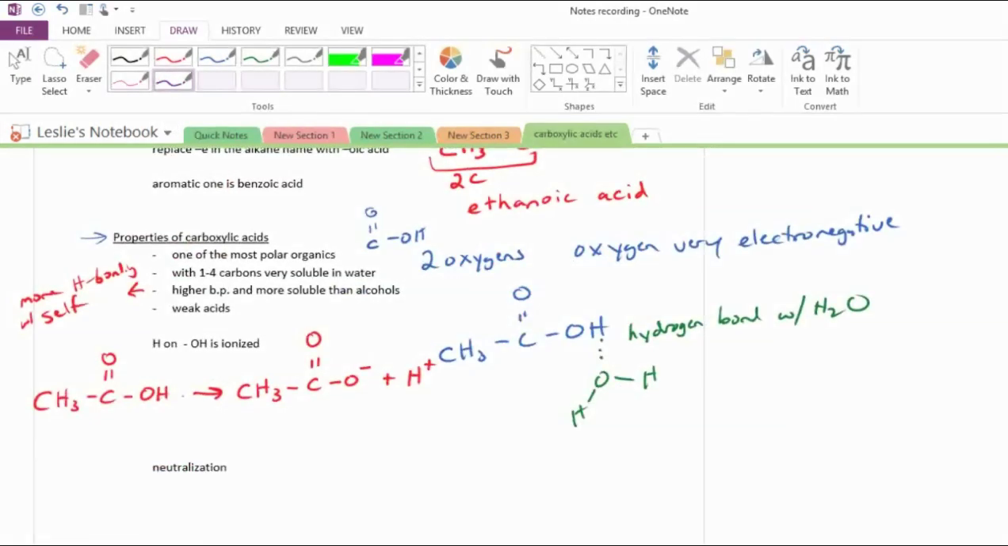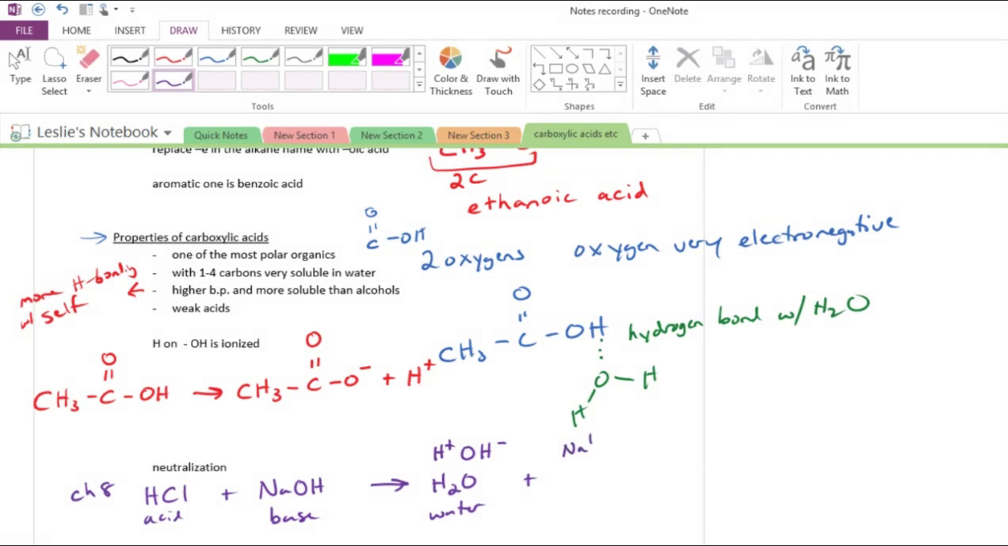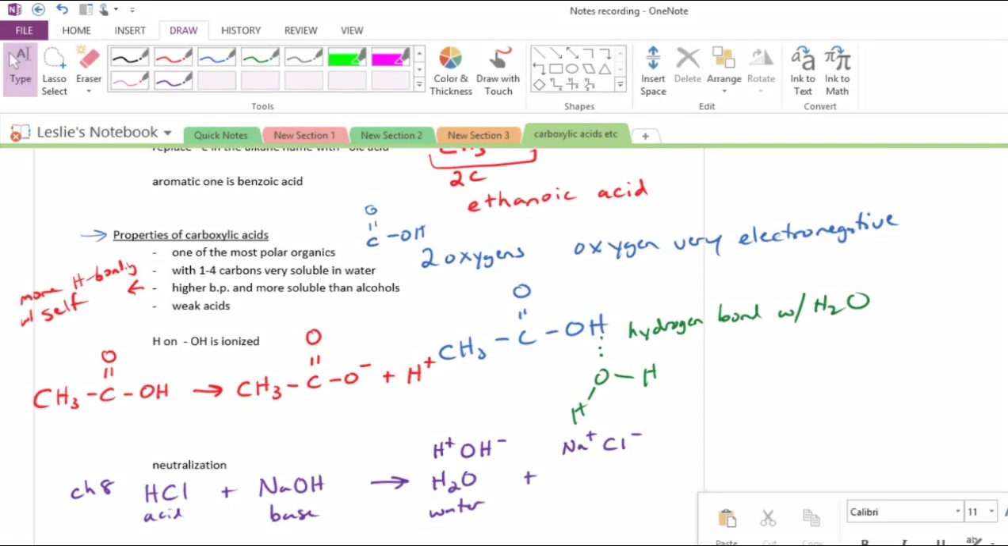Now, since it's an acid, we can have a neutralization. So in chapter 8, we had HCl, an acid, plus NaOH, a base, and the H of the acid goes with the OH of the base to give us water, and then the Na plus from the base went with the negative ion, the Cl minus, from the acid, and we get NaCl, which is an ionic compound, which is called a salt.